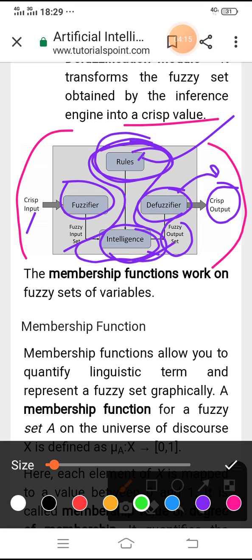So that is the complete working. The crisp input goes to the fuzzifier. It will convert it into fuzzy input sets. Then from the knowledge base, the inference engine will take the if-then rules and deduce the new information. Then it will go as a fuzzy output set to the defuzzifier. Then the defuzzifier will give the output as a crisp output. So membership functions will work on the fuzzy sets of the variables. We will study the membership function in the next video.